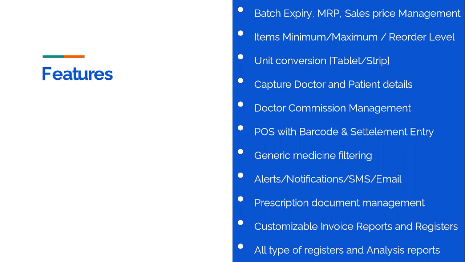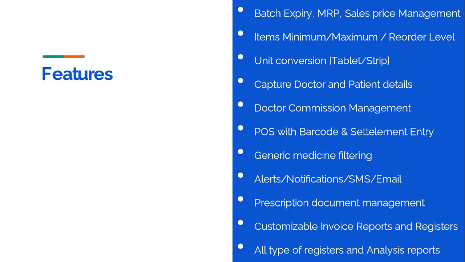Other than that, we have all types of registers and analysis reports. We will get the report of stock ledger, minimum level report, profit report, profit analysis, sales analysis, purchase analysis. So all types of analysis reports and registers we will get from Busy. So these are the features. They really help us to manage our pharma retail shops. Apart from that, many features are available. Based on our requirement, we can view or use the features.